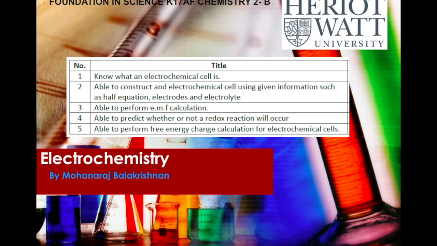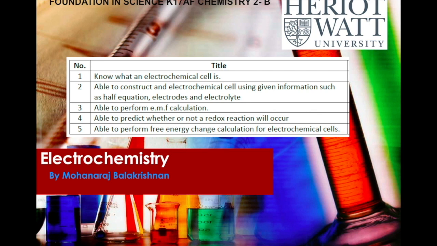The 5 learning outcomes that are parked under electrochemistry would be what you see in this first slide. Knowing what an electrochemical cell is, which is something that's been covered at a basic level. It's covered in your high school, and we did a bit of that in Sem 1 when we compared an electrochemical cell to an electrolytic cell. You are expected to be able to construct an electrochemical cell using the given information, such as half equation, electrodes, electrolyte, and something new called shorthand notation.